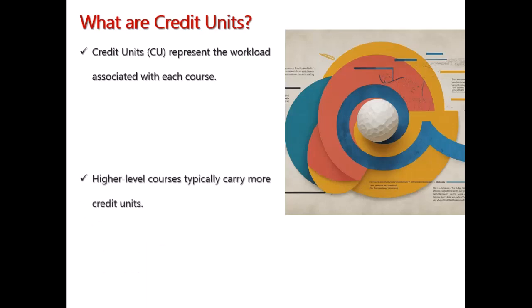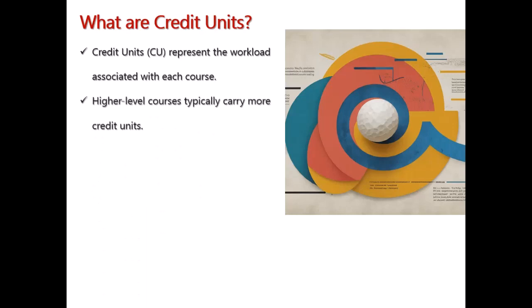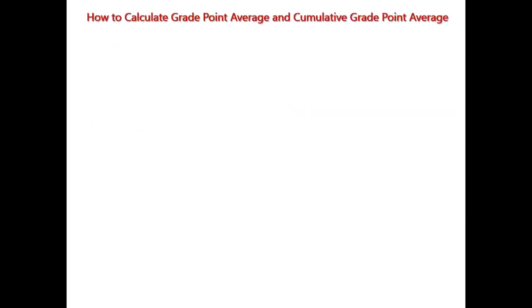For example, you could have mathematics having 3 units. You could have maybe library education having 1 unit. It all depends on what they deem fit as the workload associated with that course. So typically, higher level courses carry more credit units. So the total number of credit units determines the semester workload.